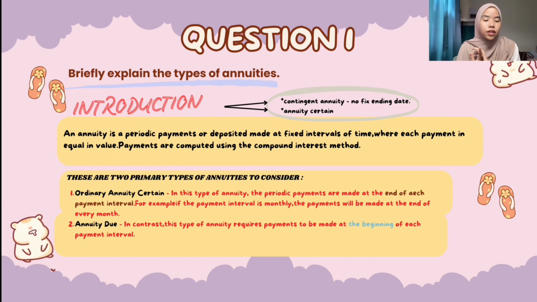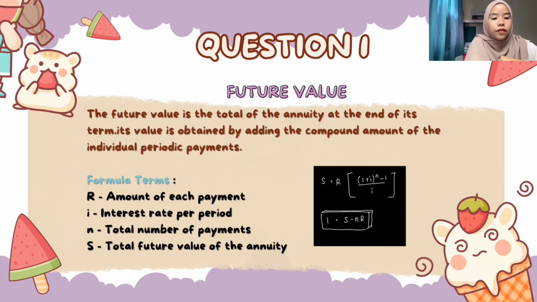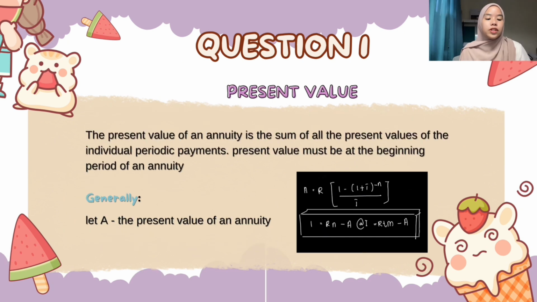First, ordinary annuity certain. Second is annuity future value, which is the total of the annuity at the end of its terms. Its value is obtained by adding the compound amount of the individual credit payment. So the formula terms are R for size of each credit payment, I interest rate per interest period, N number of payments during the terms of annuity, and S is the amount of the annuity. So present value is the sum of all the present value of the individual credit payment. Present value must be at the beginning period of an annuity. So A is the present value of annuity.